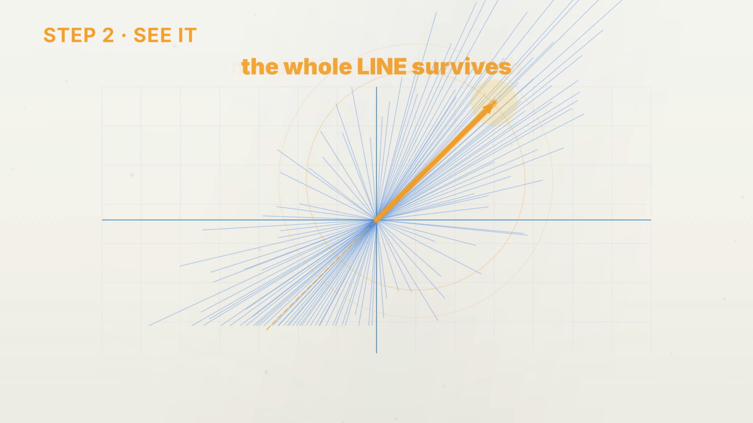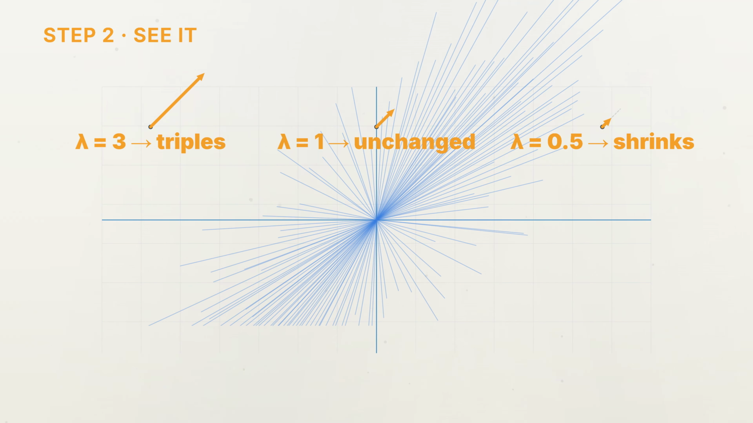And it's not just one vector. The whole line through the origin. Every vector sitting on it survives at any length. Now here's the strange part. Change the eigenvalue. 3 triples it, 1 leaves it alone, a half shrinks it. Same direction every time, only the length changes. A big number stretches, a small one shrinks, and that number? That's exactly the eigenvalue.